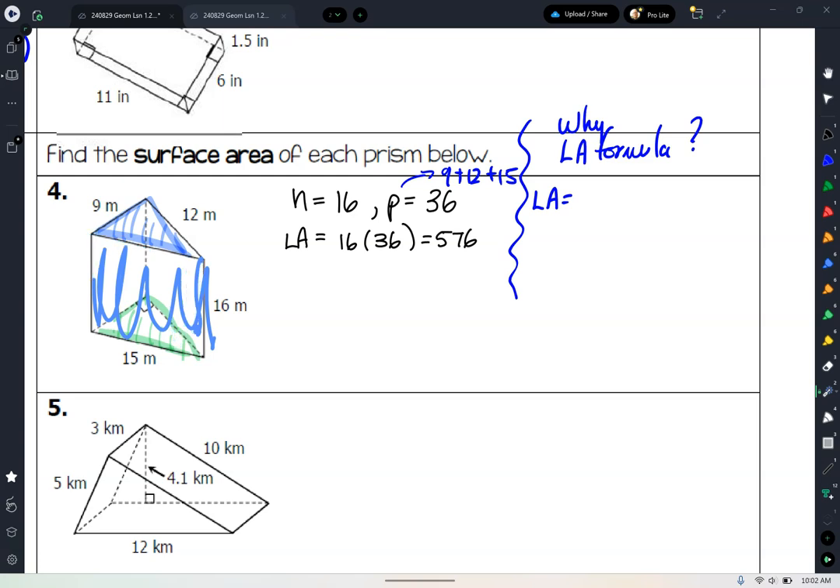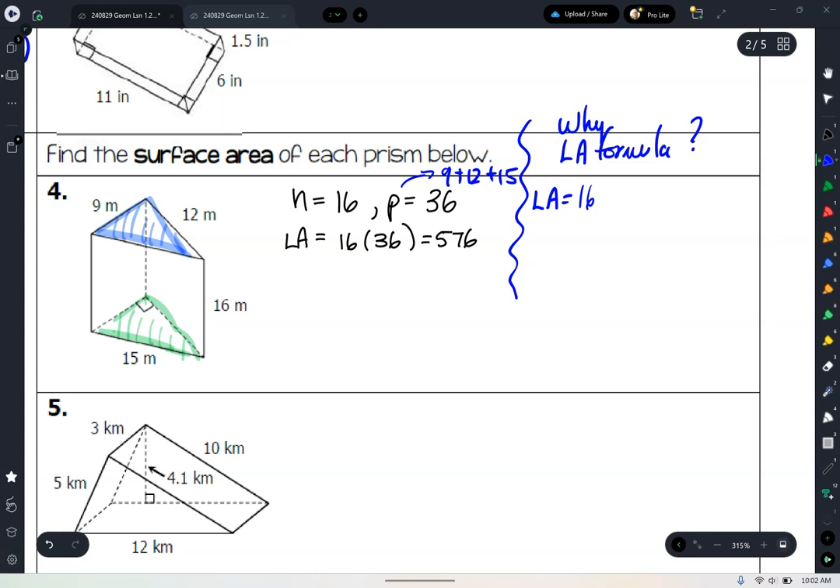So how do I find the area of a rectangle? Base times height. So this would be 16 times 15. That would be the area of that one. All right. What would be the area of that shape right there? It's also a rectangle. So this one would be 9 times 16. I'm going to write it 16 times 9.